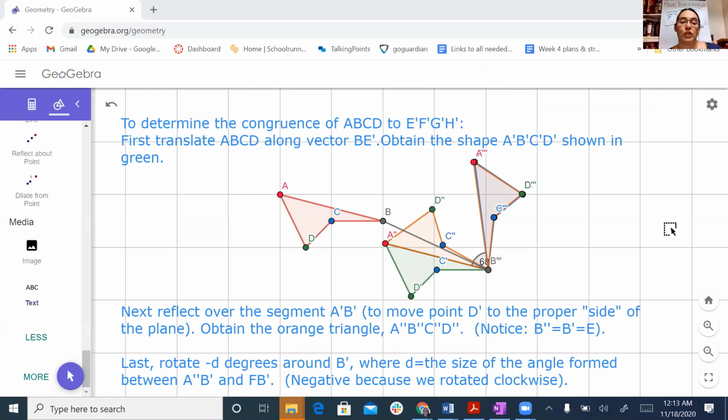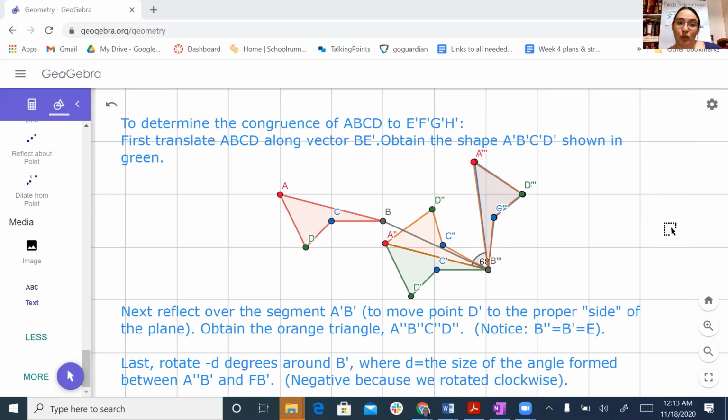So to recap, to determine the congruence of ABCD to E prime, F prime, G prime, H prime, first I translated along a vector that moved the corresponding points B and E prime on top of one another. Next, I obtained the shape A prime, B prime, C prime, D prime in green, and then I determined I needed to reflect it. I reflected it over the segment on the one side just to get things facing the right way, and then I rotated around until the two segments landed on one another.